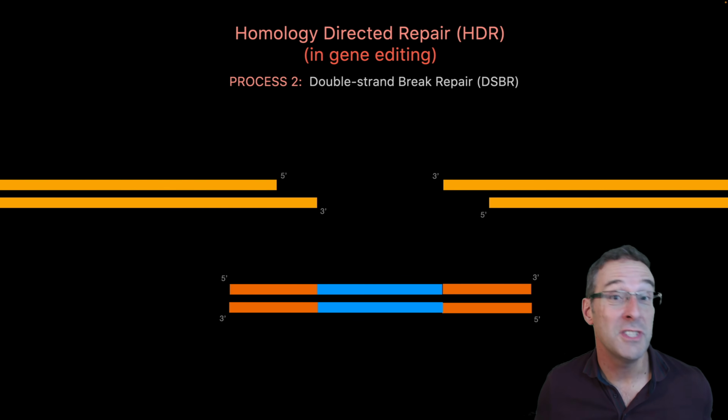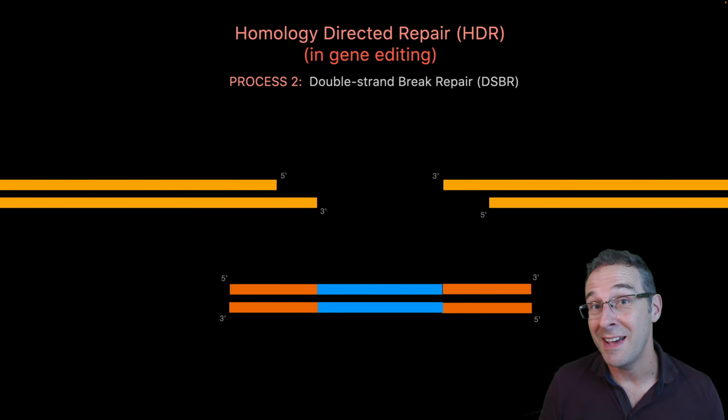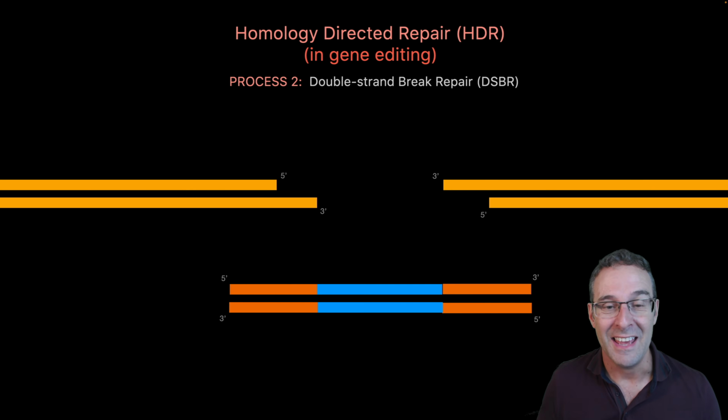There's a second process by which cells can repair a break in DNA using homology-directed repair, and this one's called double-strand break repair, or DSBR. I mean, it's a variation on the same theme, but it all happens in one motion.